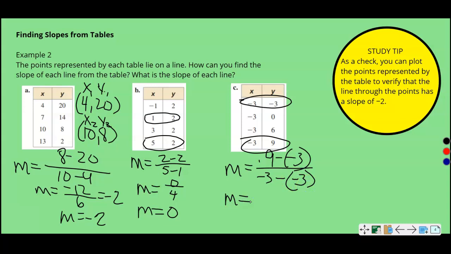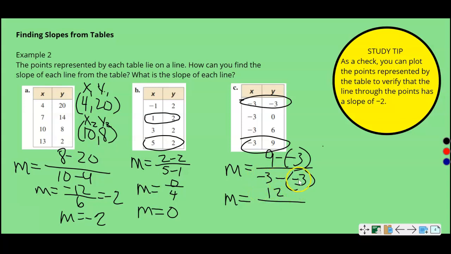So m equals, accidentally, that should be positive 9 here, not negative. I just had a mark there somehow. All right, so 9 minus negative 3 is actually 9 plus 3. 9 plus 3 is 12.